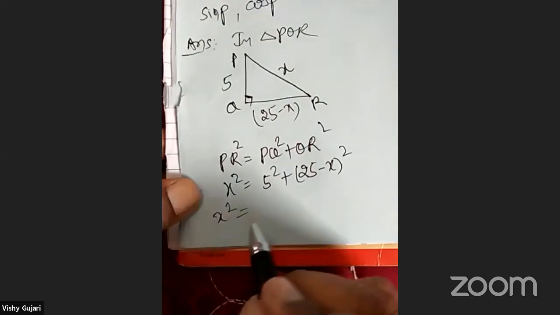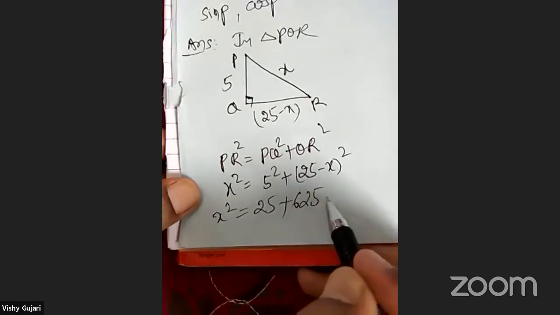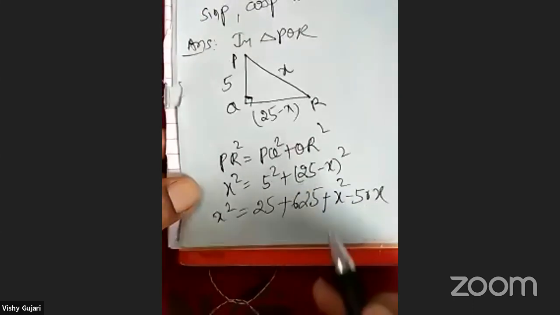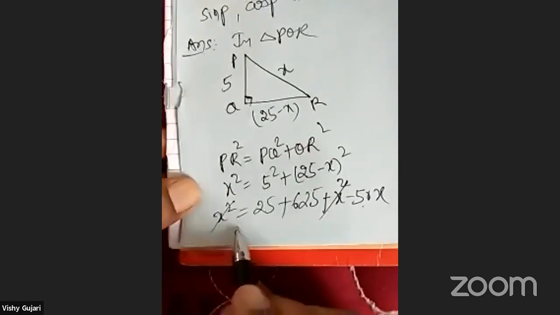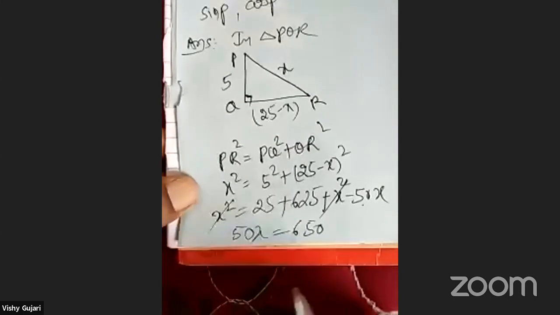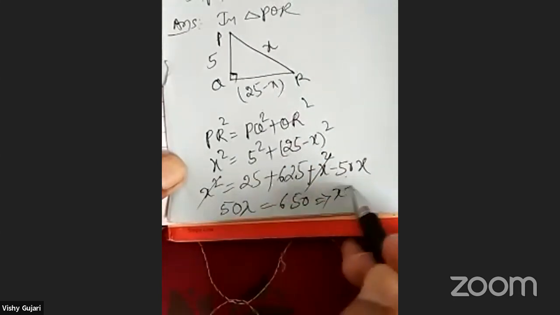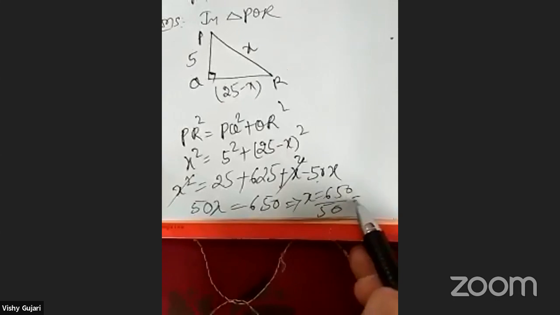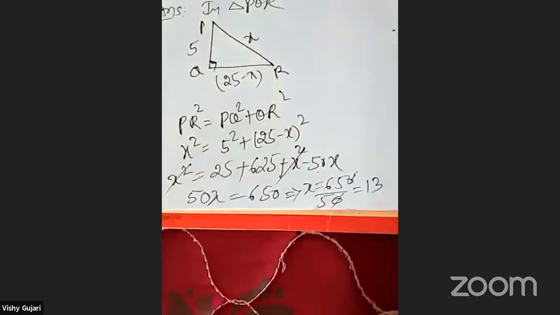So x square is equal to 25 plus 25 square is 625 plus x square minus 50x. X square gets cancelled. Bring minus 50x to this side. It will become plus 50x is equal to 650. Right? Then you are getting x is equal to 650 by 50, that is equal to 13. Write down this much fast.